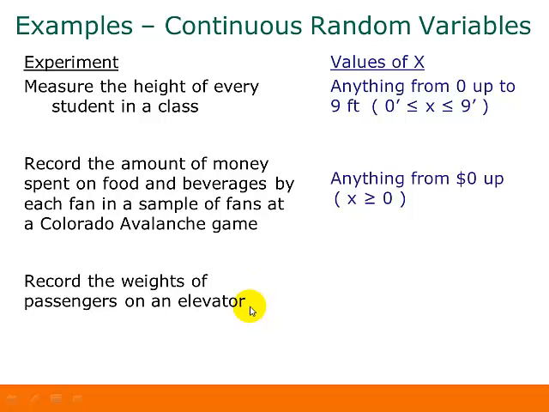And the last example is to record the weights of passengers on an elevator. Again, our values are going to be in a range. This could be anything from 0 pounds up to whatever you assume the maximum weight of a person would be. So anything from 0 pounds up to maybe 1,000 pounds. But it could literally be anything in between those values.